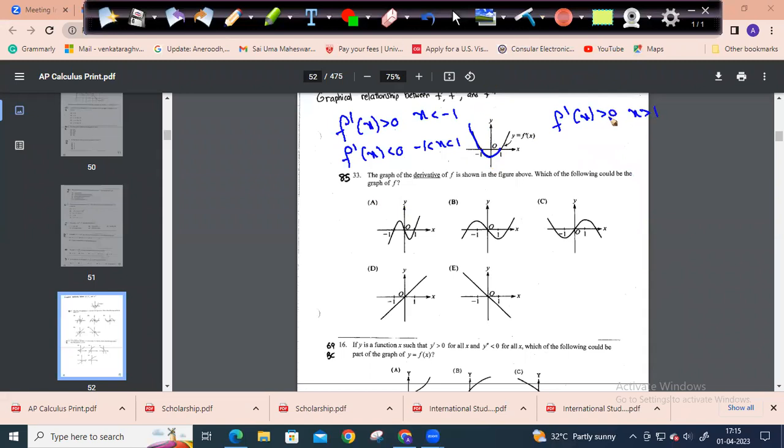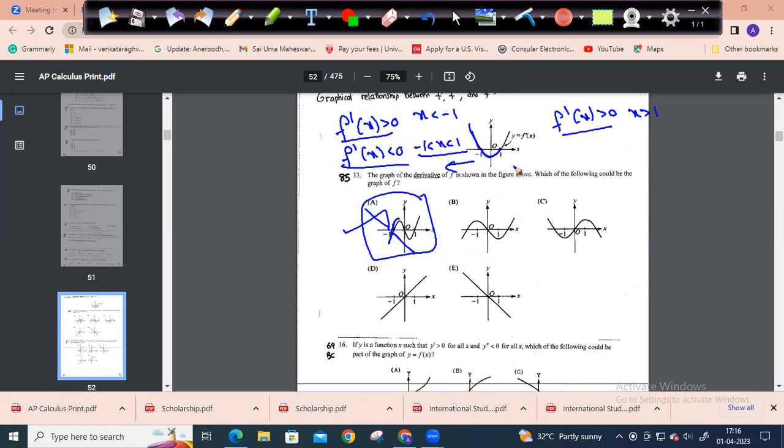What is the meaning of that? f dash x is positive, so the function is increasing for values less than -1, decreasing between -1 and 1, and increasing for x greater than 1. Correct, right? So the function should increase till -1. After -1, the function should decrease because f dash x is less than 0. But option A is still increasing here, so it is not the answer because it keeps increasing even beyond -1.